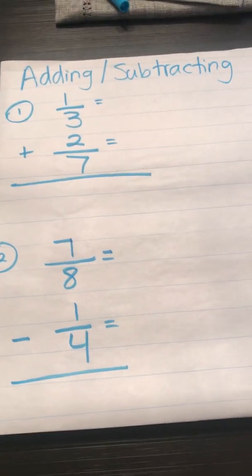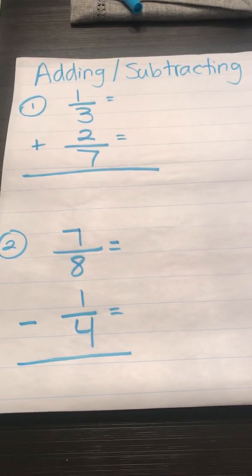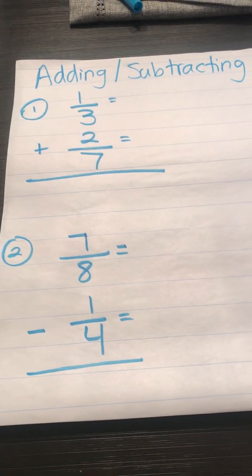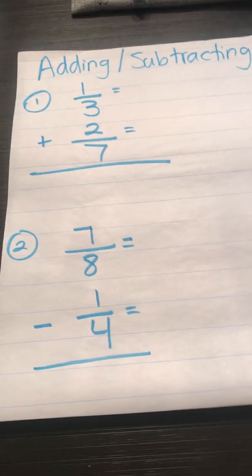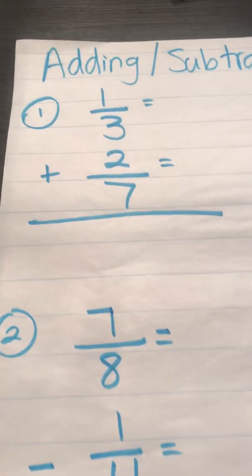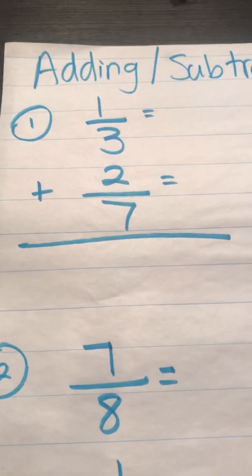Today we're going to review adding and subtracting fractions. I'm going to do a couple problems of adding and then I'll do a couple problems of subtracting. So let's look at number one. Number one is 1/3 plus 2/7.